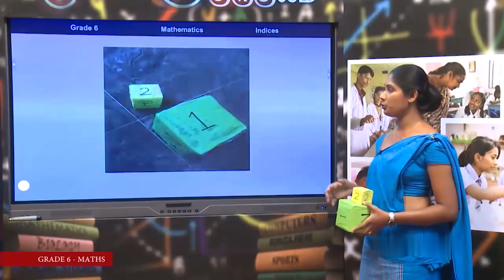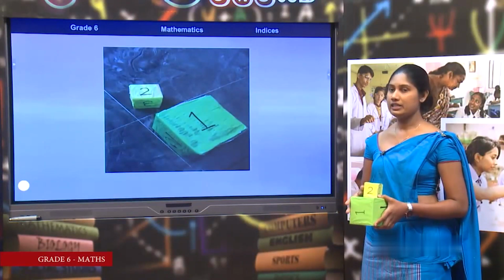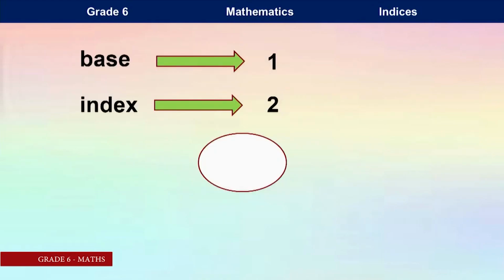Then I am going to do this again, and these are the faces I observed. The largest one is 1. That means base. We have used the largest die as base and the smallest one as index. Here you can see base is 1 and index is 2. How to write this using index notation? It is 1 to the power 2. Another name I have taught you. What is that? That is 1 squared.